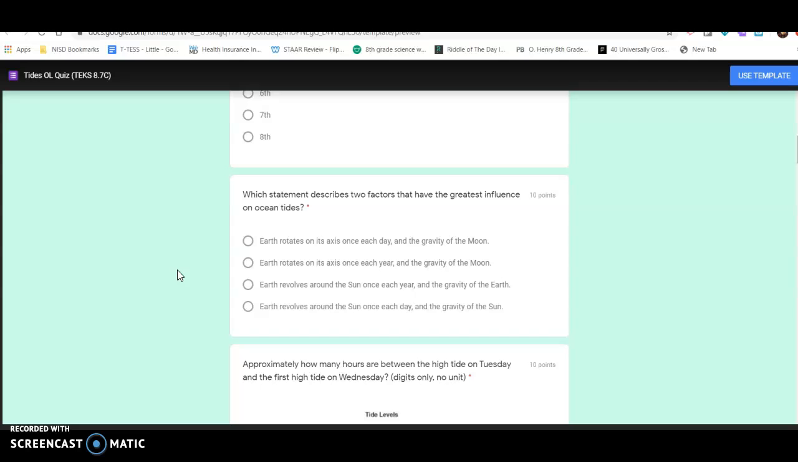Here we go. First question: which statement describes two factors that have the greatest influence on ocean tides? Earth rotates on its axis once each day, and the gravity of the moon. Earth rotates on its axis once each year, and the gravity of the moon. Earth revolves around the sun once each year, and the gravity of the earth. Or Earth revolves around the sun once each day, and the gravity of the sun.